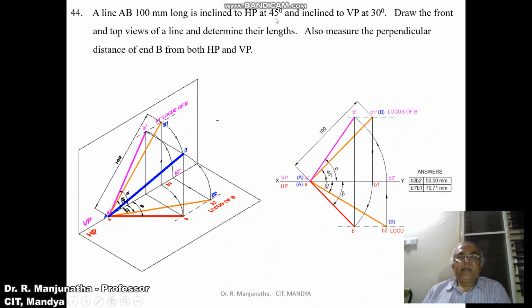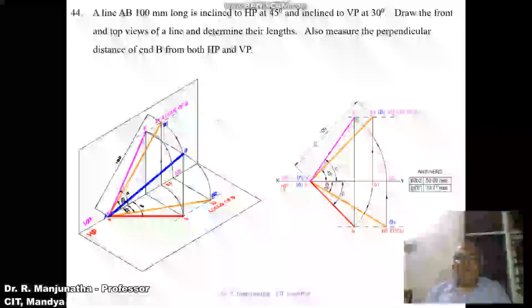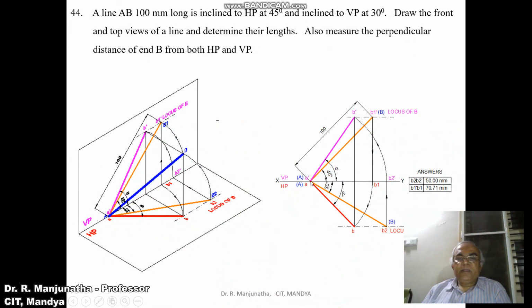By using the protractor, you measure an angle of 45 degrees with respect to HP. The inclination with respect to the HP can be seen in the vertical plane. VP is above the XY line. By taking A dash as center, using the protractor, you measure an angle of 45 degrees above the XY line and then draw an inclined line.